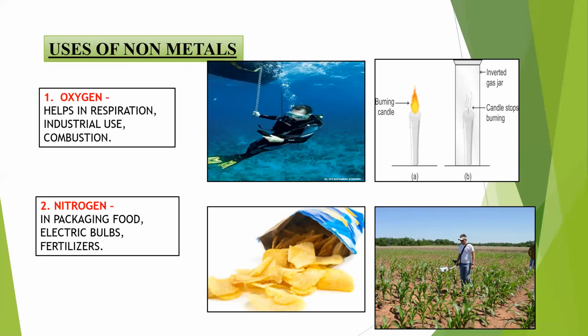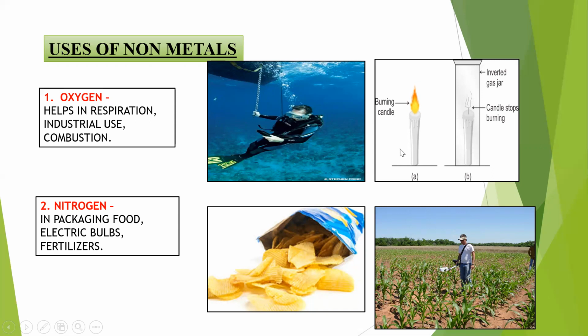Next, we will be learning about uses of non-metals. Now, non-metals like oxygen, we know it is used for breathing and respiration within living organisms. It is also used for burning. Okay, in the first case we can see inside water this person is using an oxygen cylinder, otherwise he will not be able to survive.